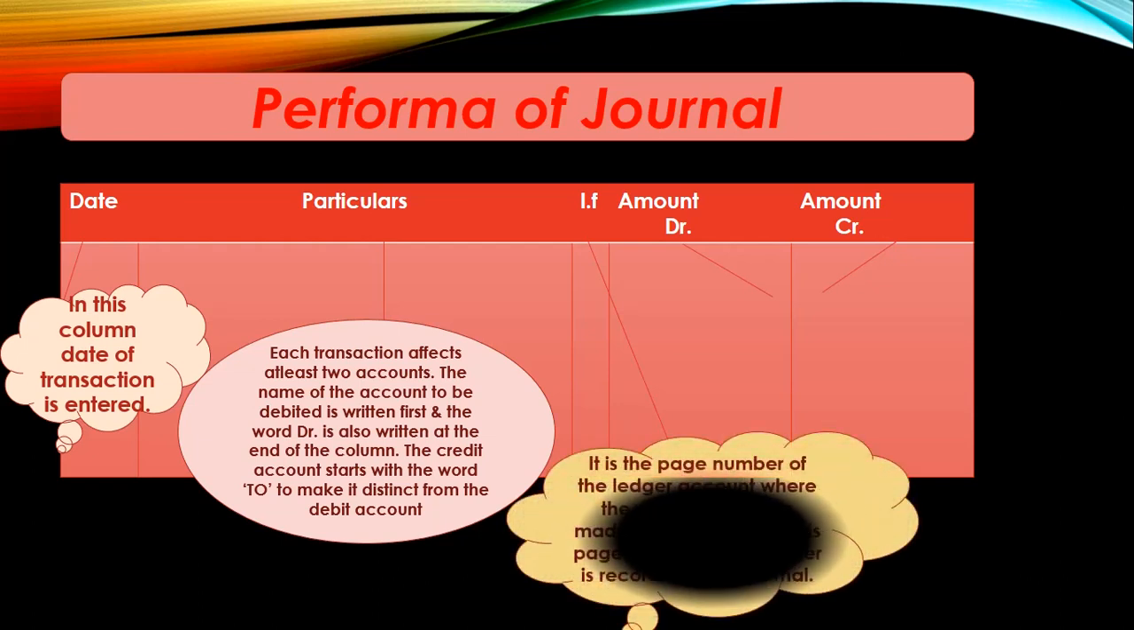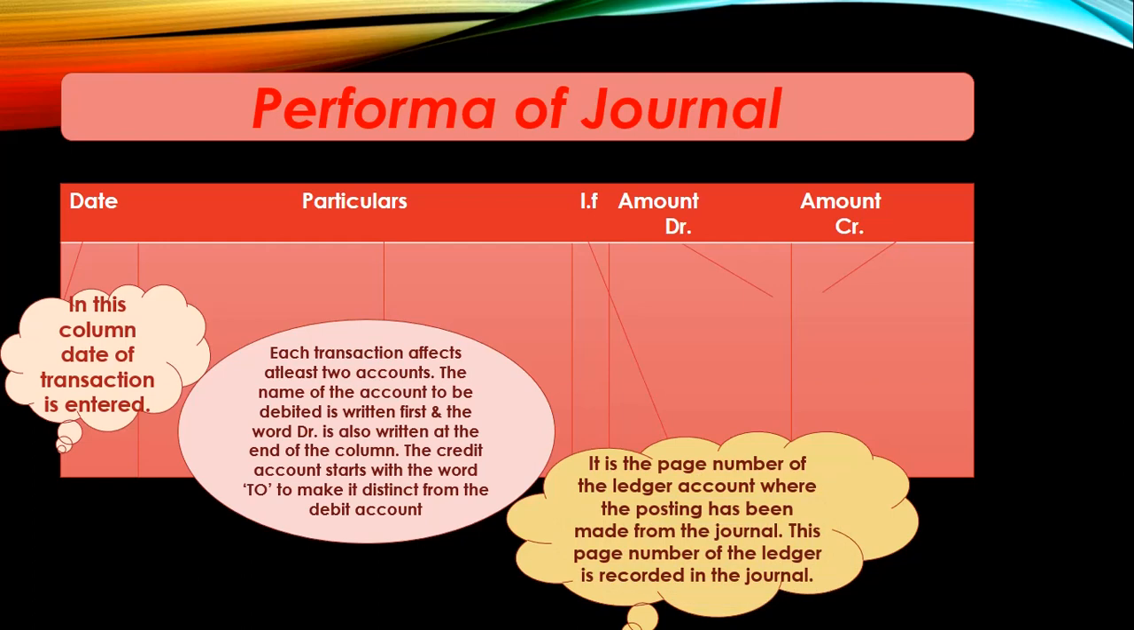Next column, LF. LF stands for ledger folio. It is the page number of the ledger account where the posting has been made from the journal. This page number of the ledger is recorded in the journal. Now, the question arises in your mind, what is ledger? Ledger is the next book which we prepare after journal. In this, classification of accounts are there, just like purchases account, sales account, rent account and so on.